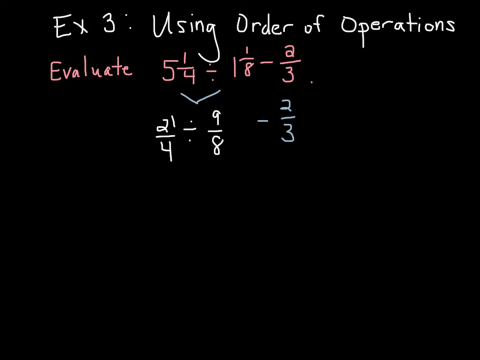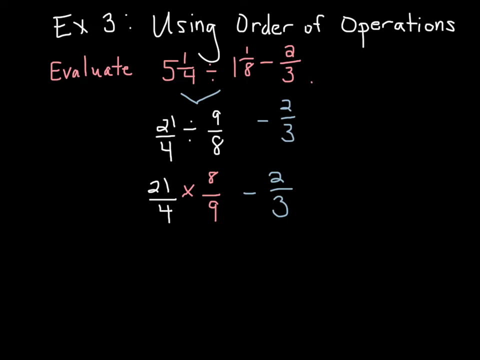And then we're going to keep that first fraction the same, flip that second fraction and that division sign, flipping them both at the same time. So now we've got the reciprocal of 9/8, which is 8/9, and that division problem has become multiplication. And again, we're just going to drop that minus 2/3 down so that we don't forget about it.